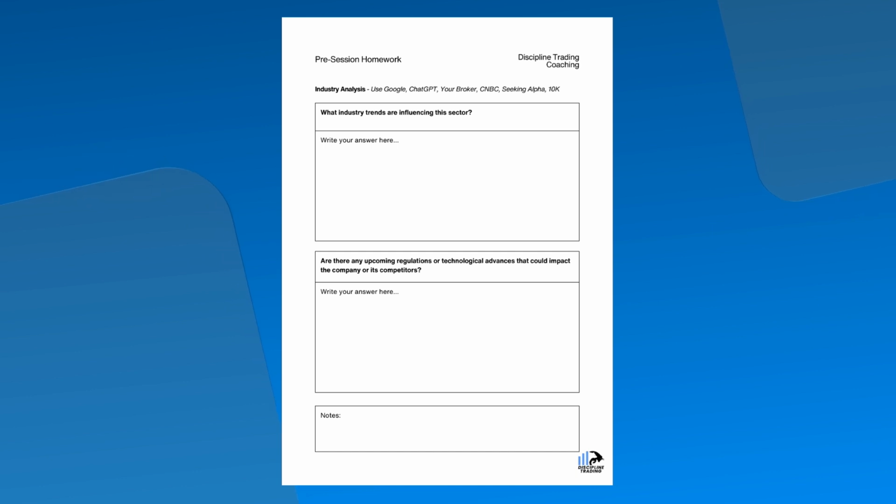On the next sheet, page 3, you're going to get into the industry analysis, and you can use Google, ChatGPT, your broker, CNBC, Seeking Alpha, the 10K report to get through some of these questions. What industry trends are influencing this particular sector right now, the sector that your company and its competitors are in? Second question, are there any upcoming regulations or technological advances that could impact the company or its competitors? You're going to want to know this for all of them, because if it impacts the competitors, it could be a positive or a negative for your actual company.